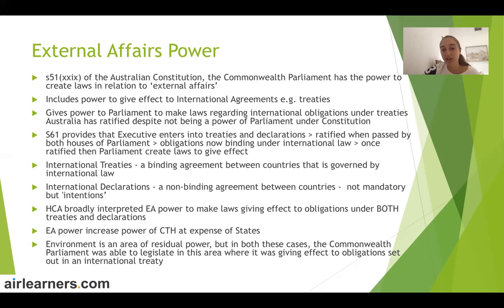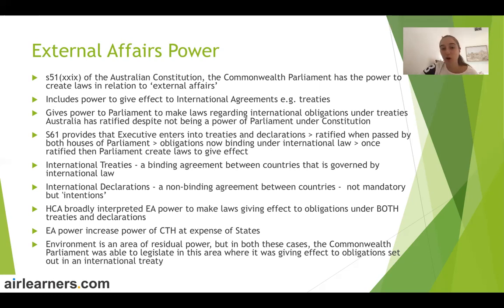The second is international declarations, which are non-mandatory and are more so considered to be influential intentions, but they are not binding and mandatory. However, both treaties and declarations enable Parliament to give effect to international affairs. So if the Commonwealth entered into a declaration, even though it's not binding and Australia ratified that declaration, the Commonwealth Parliament therefore has an obligation to give effect to the declaration obligations.